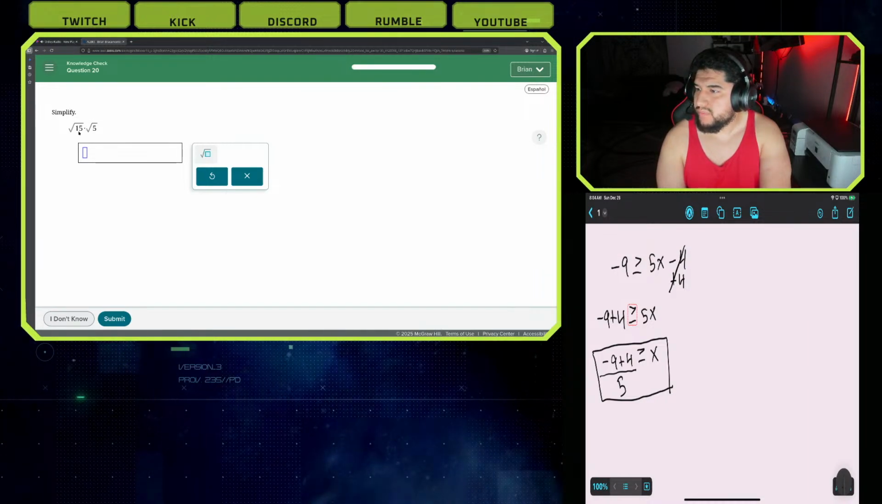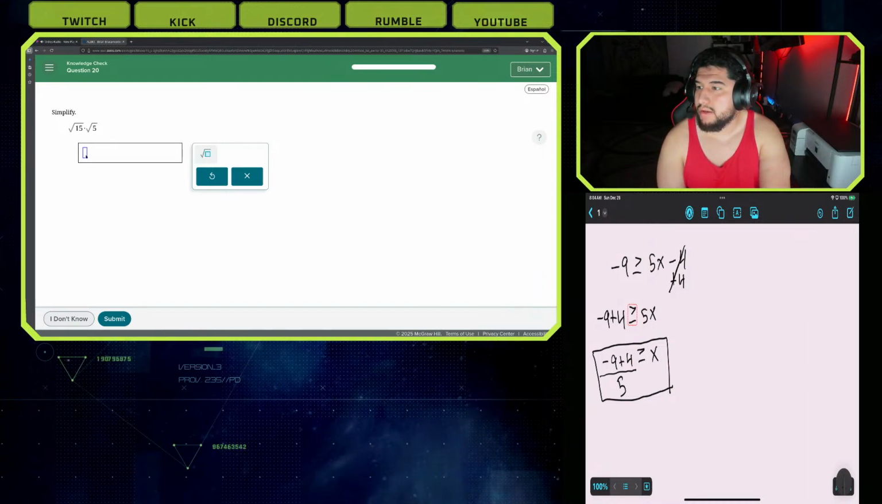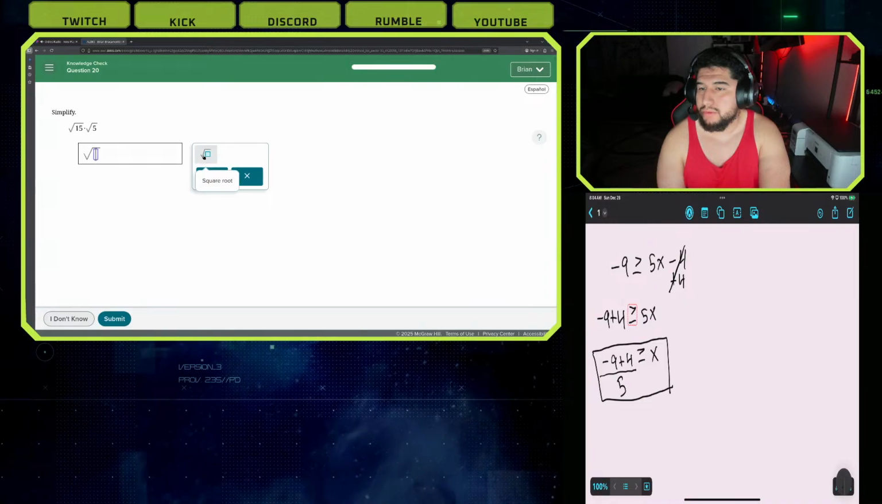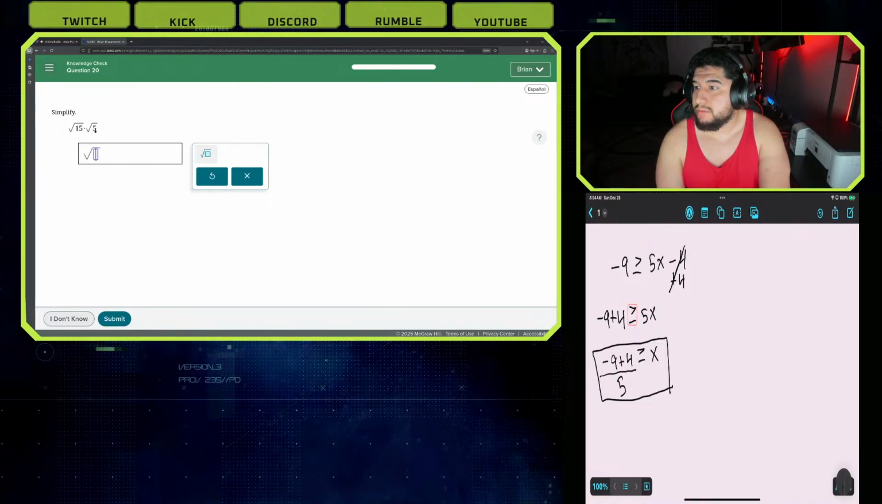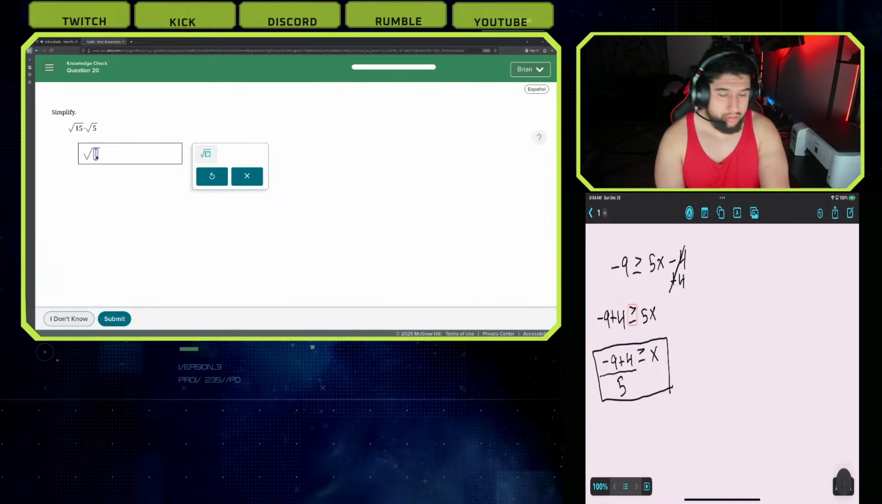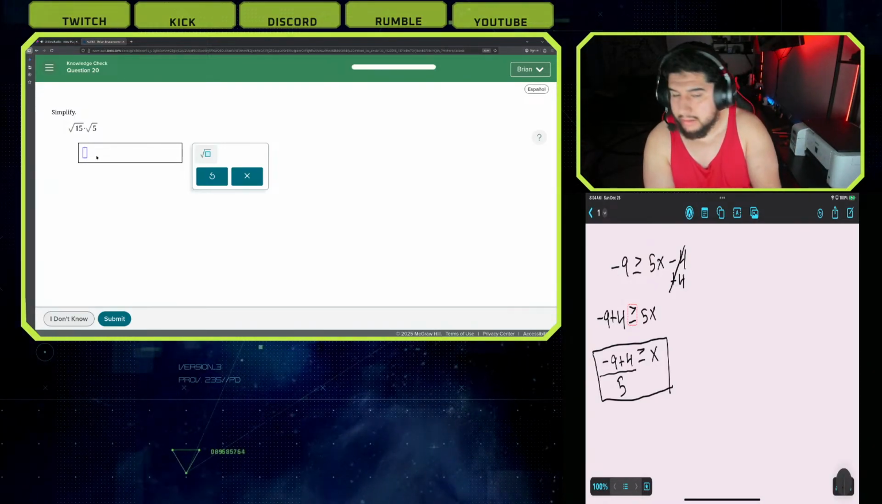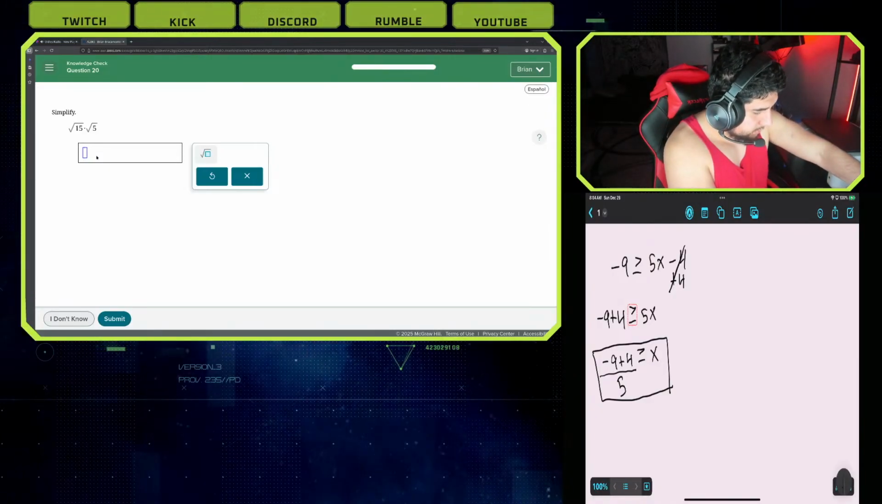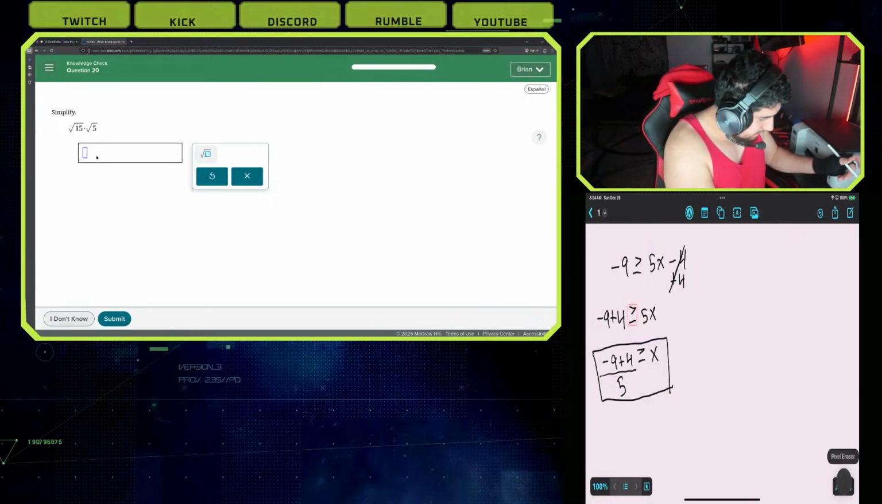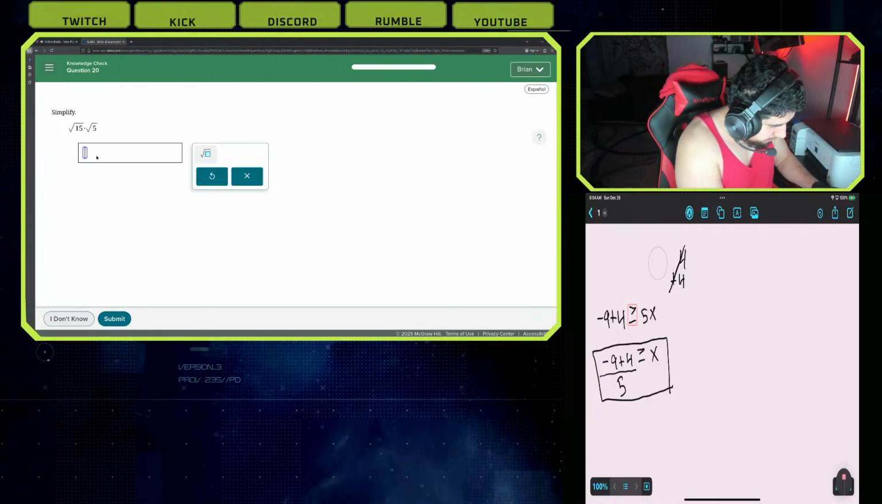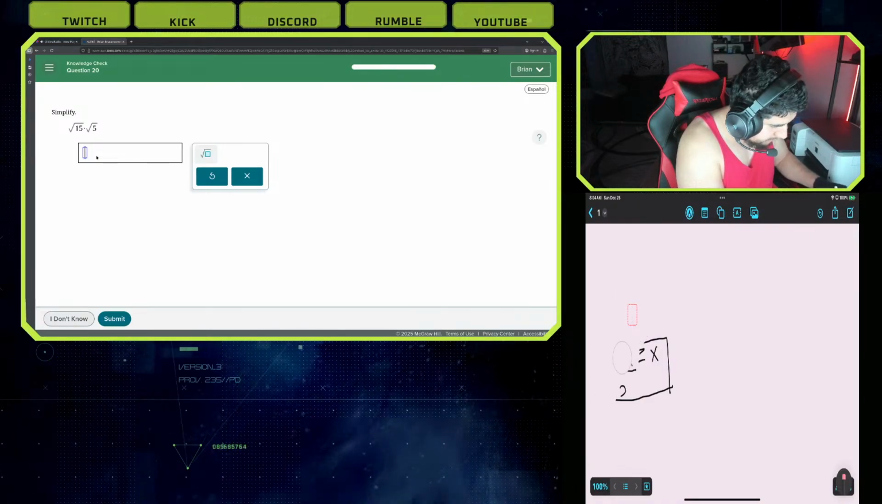Simplify. So we just multiply it and put square root. So the square root of 15 times 5 is, alright, we have to simplify it first. So this is not going to be the answer. I'm going to show you guys how to do it, because it is super easy. Hopefully I'm not doing you guys a disservice.